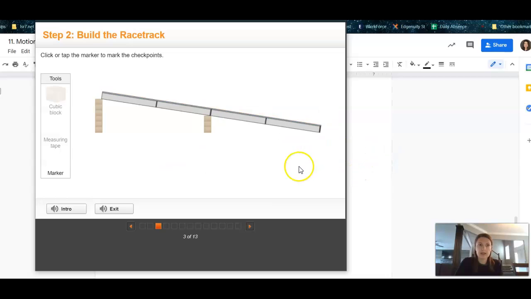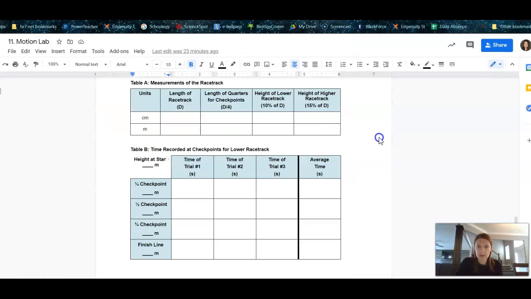All right, and that's when you're going to record those numbers right here. So we know what 1/4 is, and if you have a quarter here, then you multiply it by 2 to get half, multiply it by 3 to get 3/4, and then you just have the entire thing here. Those were some of the parts that, when I was looking through the lab, I got some confusion with. So make sure you get the first part right, measuring the racetrack and then doing those checkpoints and writing those checkpoints down in your lab.